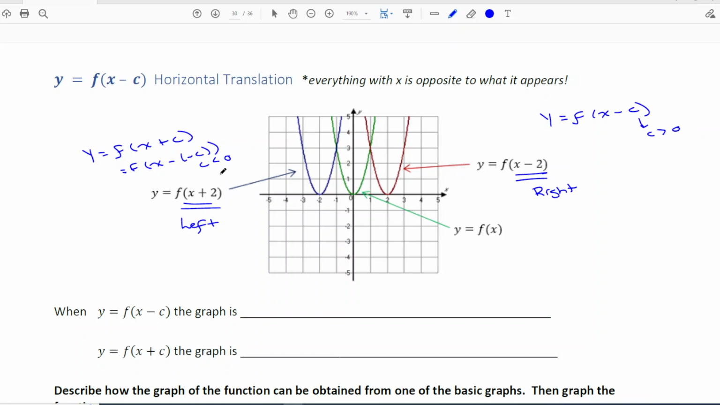So I never, ever, ever write it like this. I always go like this. If what's in the bracket is a plus 2, it's going to go left, so is shifted left. And if what's in the bracket is like an x minus c, so an x minus 2 or an x minus 3, the graph is shifted right.